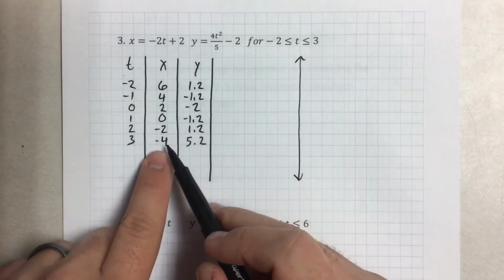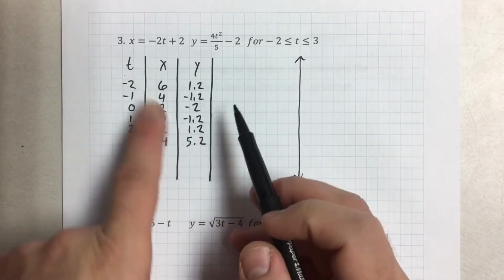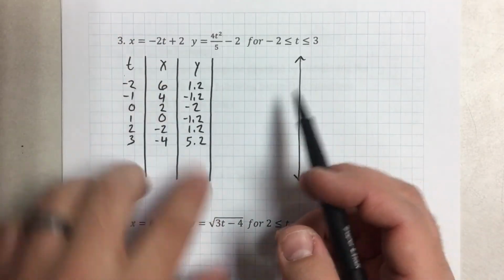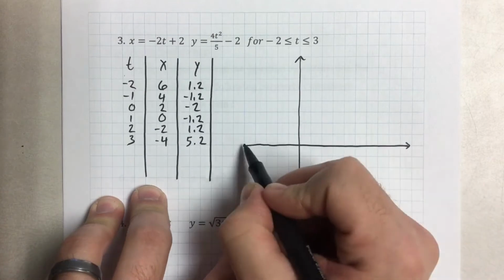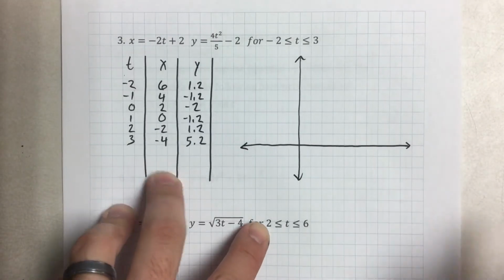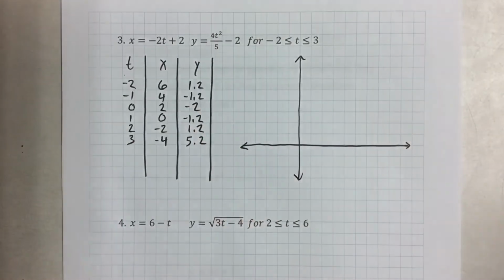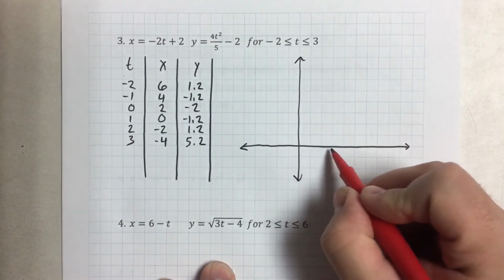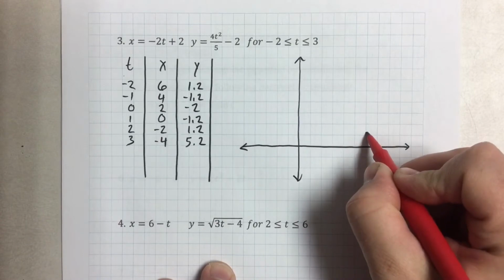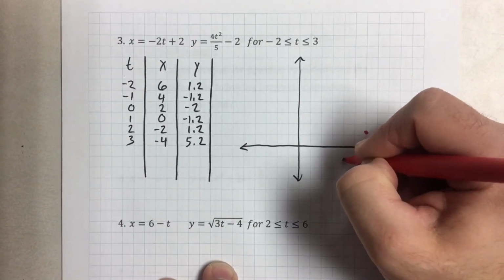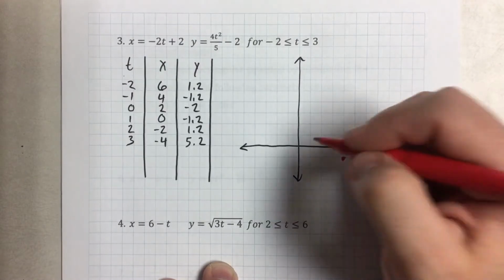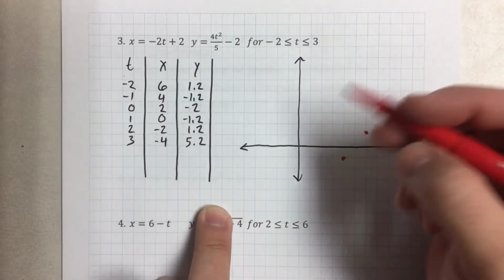Okay, so I need to go -4 to 5.2. That's the highest I need to go, and then I need to go 6 out this way. So let's do this. Okay, so we have 6 and 1.2. 1 and 0.2. 4 and -1.2. Okay. 2, -2.